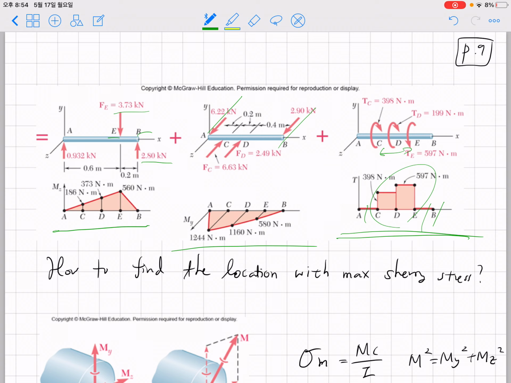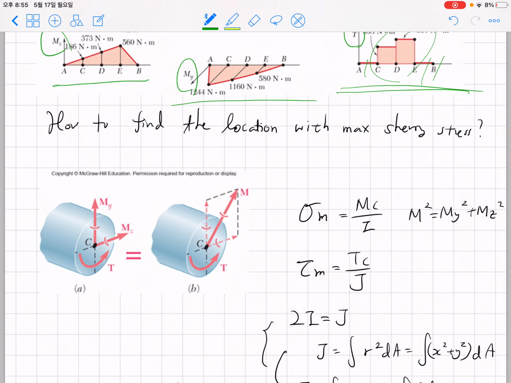Having obtained these reactions, MG and MY contribute to normal stress along the x direction, the longitudinal direction, and the torsion T contributes to torque and shearing stress. Combining normal and shear stress, you complete the Mohr circle and obtain the maximum principal stress and maximum shearing stress. And how can we do that?